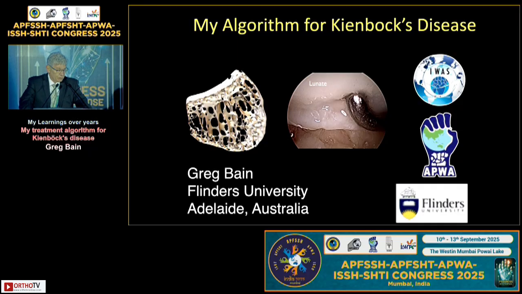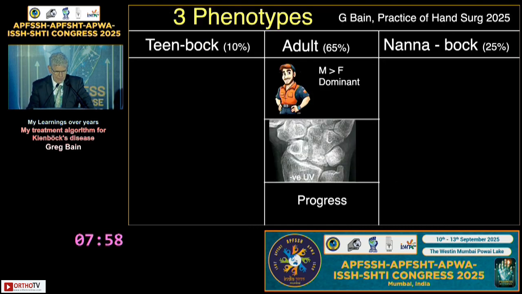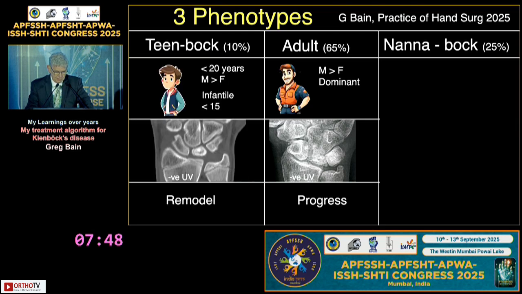This is my algorithm. In fact, it's really my algorithm with David Lippman. So there's three phenotypes of Kienböck. We're all familiar with the adult type. It's more common in males, affects the dominant wrist with a negative ulnar variance, and it tends to be progressive.